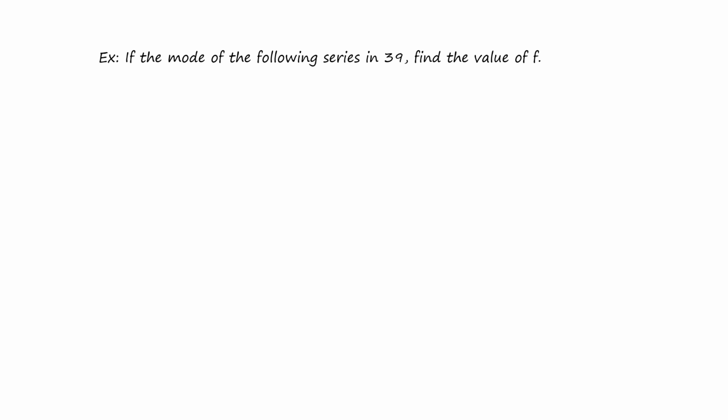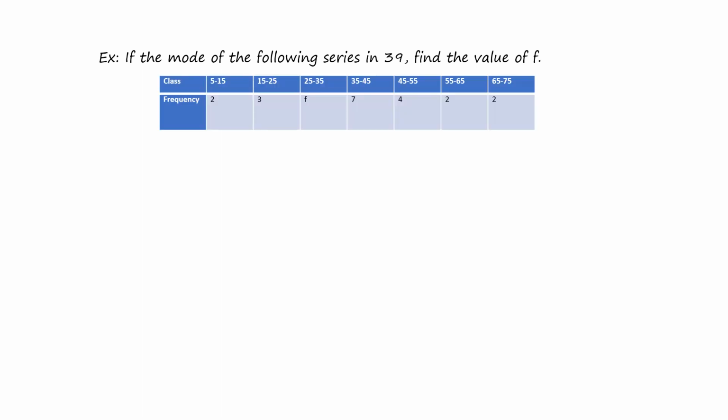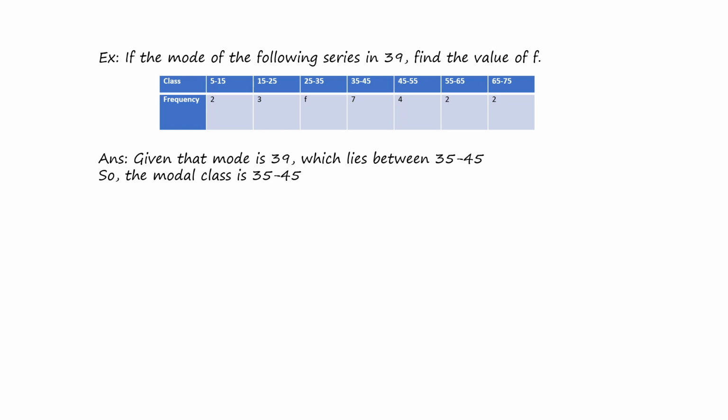If the mode of the following series is 39, find the value of f. So here in this question, the mode is given, but one frequency of a particular class is missing. We have to find out that particular frequency. Given that the mode is 39 and it lies between 35 to 45. As I said, the mode always lies within the modal class. So the modal class is 35 to 45.